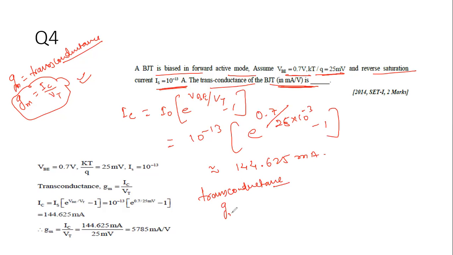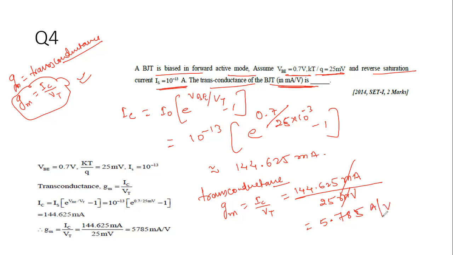This transconductance gm equals IC by VT, and this is equal to 144.625 milliampere upon 25 millivolt. Just cancel out and you will get 5.785 ampere per volt. So milliampere per volt, you can write 5785 milliampere per volt. This is your right answer. Okay, so this is called transconductance, and this is nothing but the gm value. Now come to the next question.